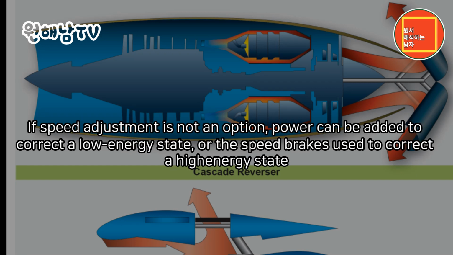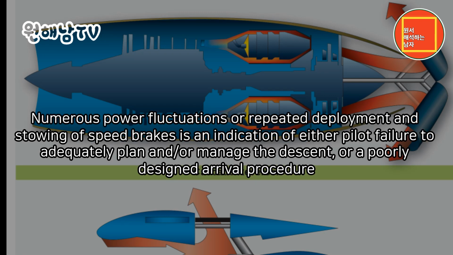If speed adjustment is not an option, power can be added to correct a low-energy state, or the speed brakes used to correct a high-energy state. Numerous power fluctuations or repeated deployment and stowing of speed brakes is an indication of either pilot failure to adequately plan and/or manage the descent, or a poorly designed arrival procedure.